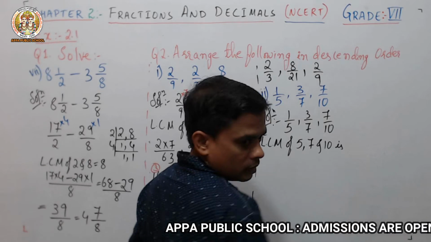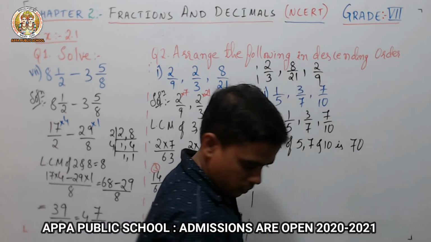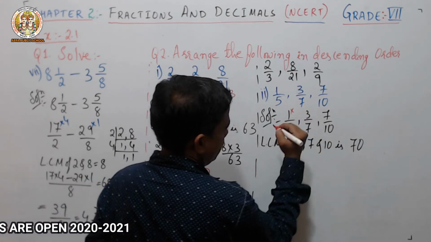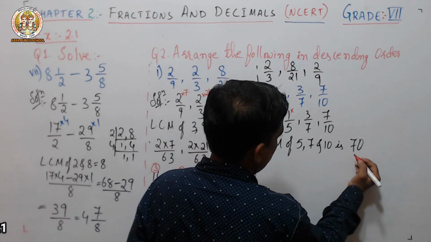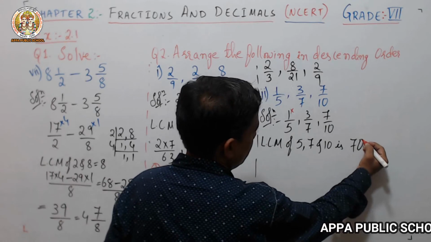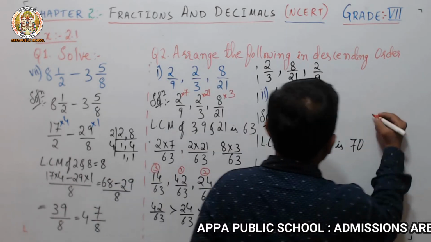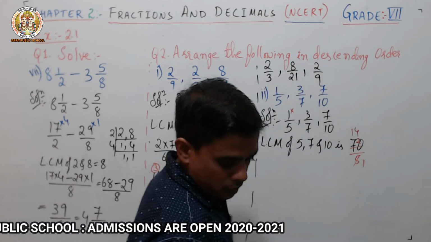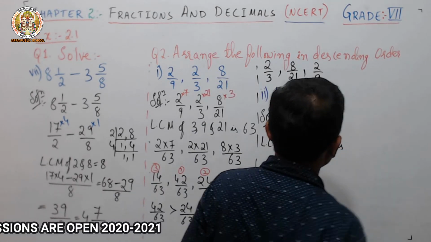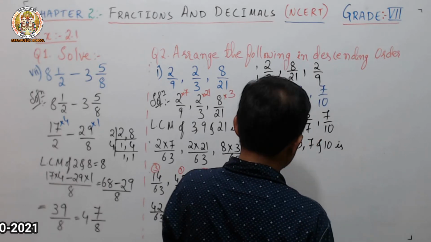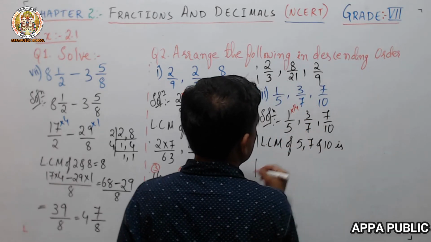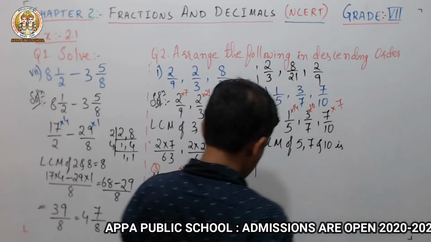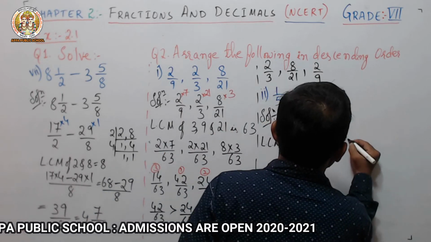What is the LCM? The LCM is 70, right? Once again, in the 5 table, how much are 70? 5 ones are 5, 5 fourteens are 70. In the 7 table, 10s are 70, in the 10 table, 7s are 70, okay? But what is the LCM? LCM is 70.